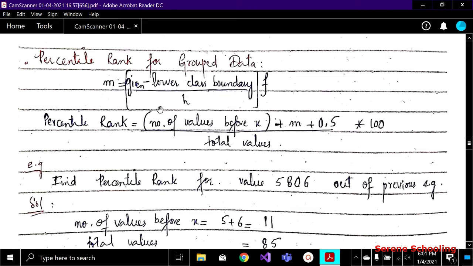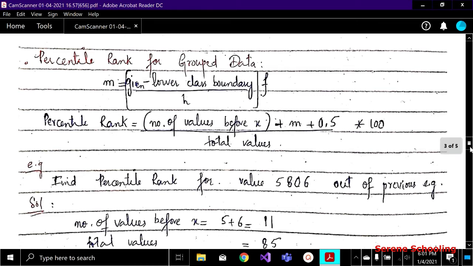What is this m? This is the given value, some particular x, for whom we want to find the rank or the position of that particular number in the data. So this will be our given data. Subtract the lower class boundary of that particular class only, multiplied by the frequency of that class over class width. This is the additional part in the grouped data. In the ungrouped data we didn't have any m, but here we have to remember this part also.